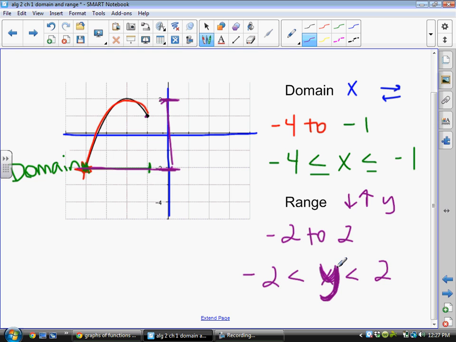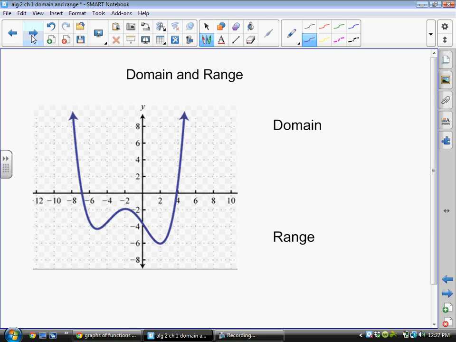So one last thing is we need to give these both equal to signs, because there are points that hit at -2 and at +2 in the vertical direction. We'll see a little bit later on where it does not include some things. Let's look at another example. So domain again is x, which is left and right.